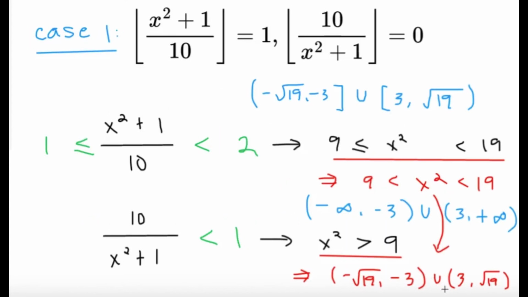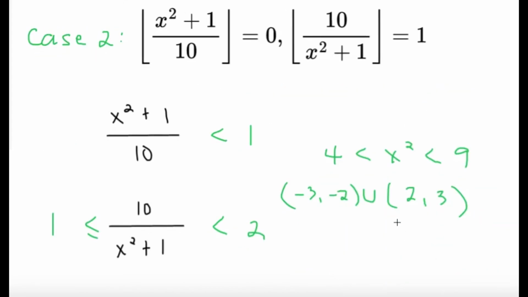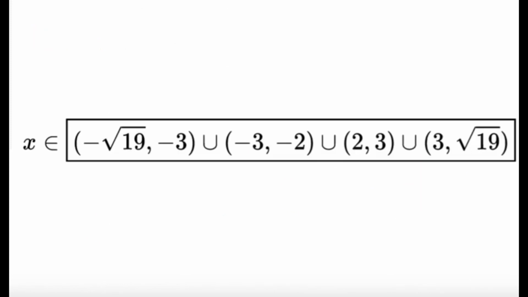So now that we have the solution for case 1 and the solution for case 2, just simply combine them, and here we have it. We have the range of possible values of x. These two came from case 1, and then these two came from case 2. We just take the union of both because those two are independent cases. And there we have it. We have x being any value between negative square root of 19 and negative 3, or negative 3 and negative 2, or values between 2 and 3, or values between 3 and square root of 19. And this will be our final answer.